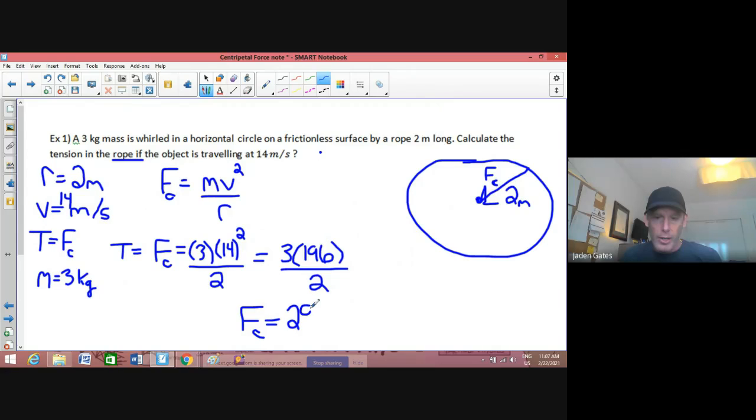All right, so there's our centripetal force, 294 newtons, that keeps this moving on a horizontal circle, again, on a table. We're now going to look at a little bit of a different situation coming up here.